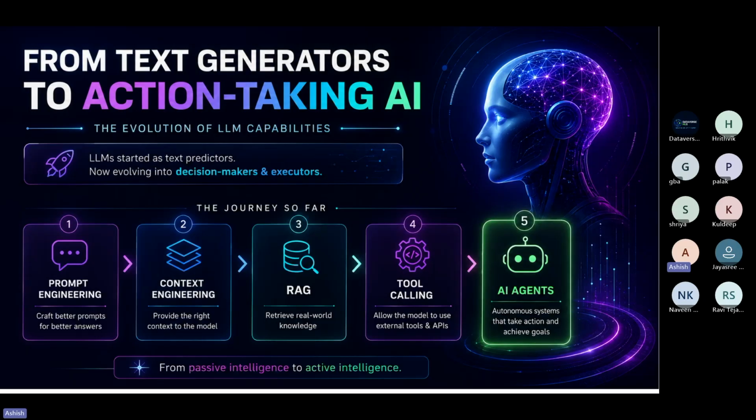An AI agent is an autonomous system that can take action as per your given goals. If you just give a goal to your AI agent, it is up to that AI system to decide how to achieve it. If there are multiple ways to achieve it, it will decide which way is better depending upon the resources available. So in a nutshell, we will be moving from passive intelligence to active intelligence. And to understand this, we need to have an idea of tool calling and AI agents.